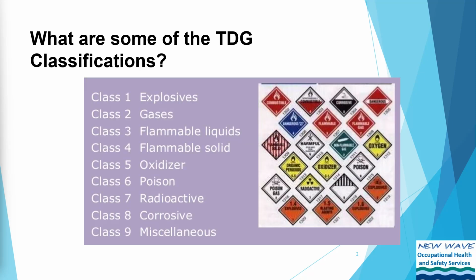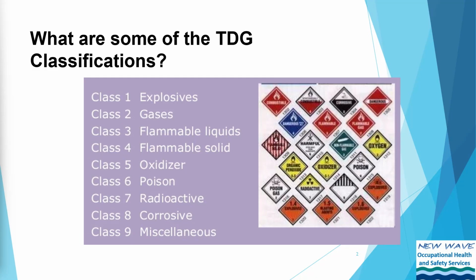As shown, there are 9 TDG classes: Class 1 explosives, Class 2 gases, Class 3 and 4 flammable liquids and solids, 5 is oxidizers, 6 is poisons, 7 is radioactive materials, 8 is corrosives, 9 is miscellaneous dangerous goods, most of which are marine pollutants.